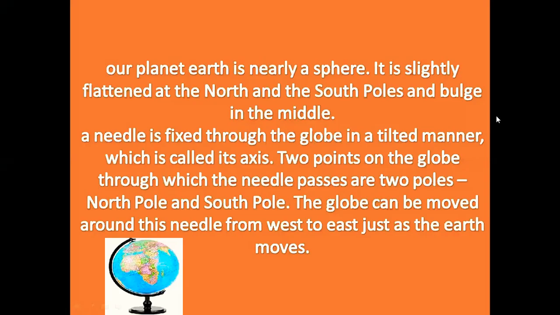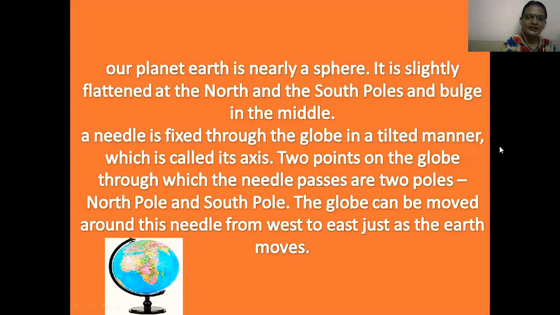The globe is tilted on its axis. Two points on the globe through which the needle passes are the two poles, that is the North Pole and the South Pole, just as the Earth moves. So this was about the globe. The big needle fixed through the globe is the imaginary axis on which the Earth rotates. The two ends of the axis are called the North Pole and the South Pole respectively.